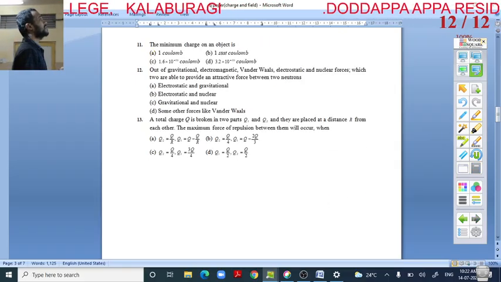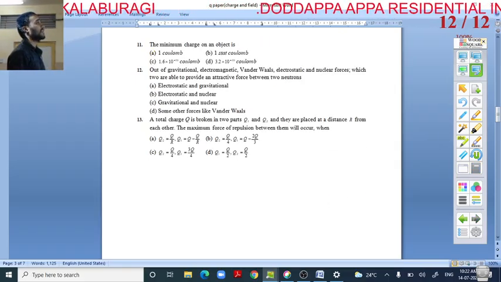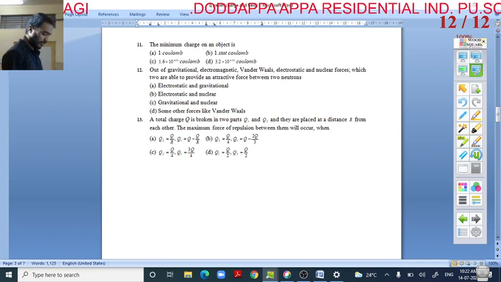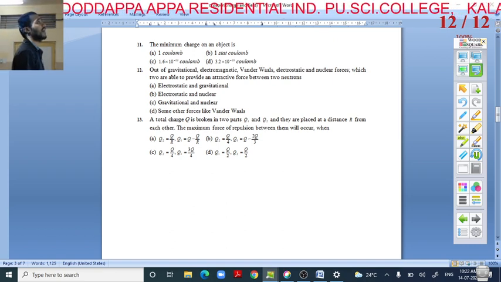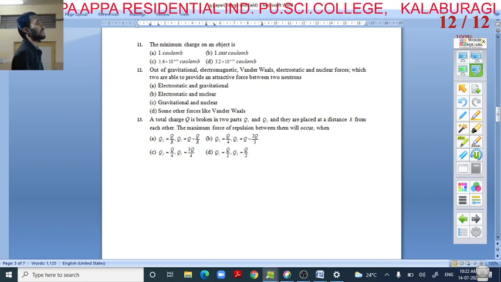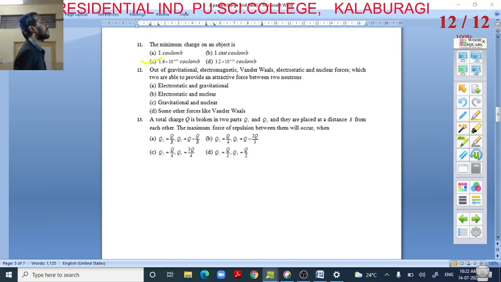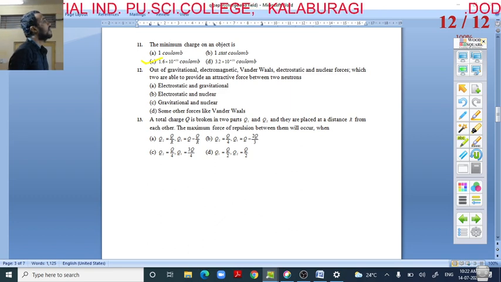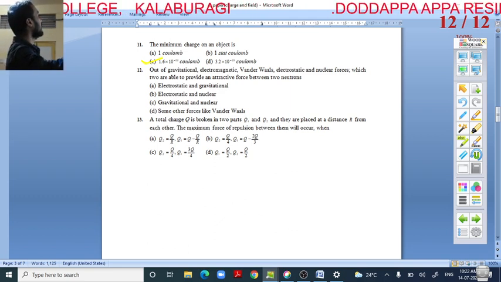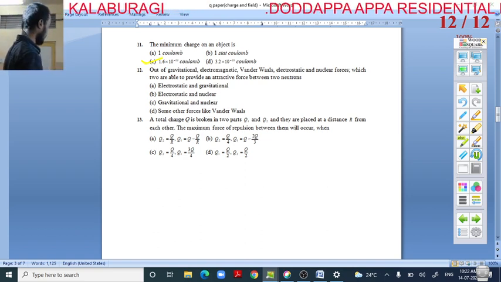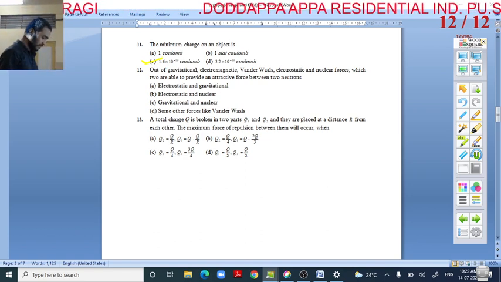The minimum charge on an object is. This is a direct question. Minimum charge of an object is. I hope it is not necessary to discuss much on this. We will go for the next question, question number 12.